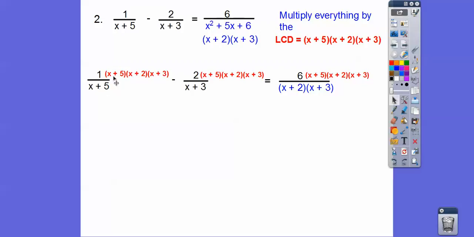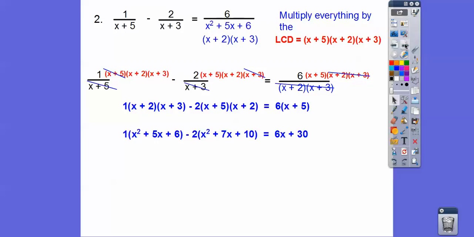Here the x plus 5's cancel, so we're going to have this times this here. Here the x plus 3's cancel, so we'll have the negative 2 still times these two. Here the x plus 2 and the x plus 3's cancel, so we'll be left with 6 times x plus 5. Now let's FOIL this out and FOIL this out. So x squared plus 3x plus 2x is plus 5x, and then 2 times 3 is 6. Here, this is x squared plus 2x plus 5x is plus 7x, and then plus 10. And then we'll put this through, 6x plus 30.